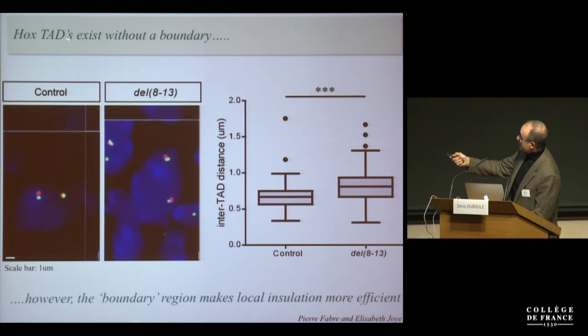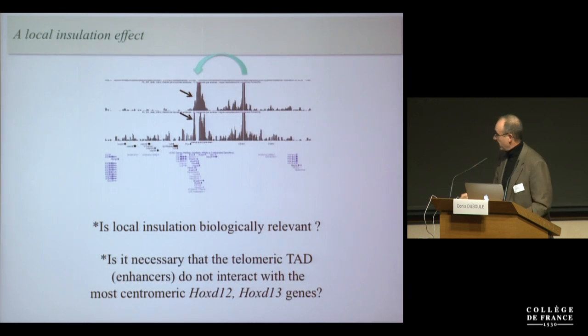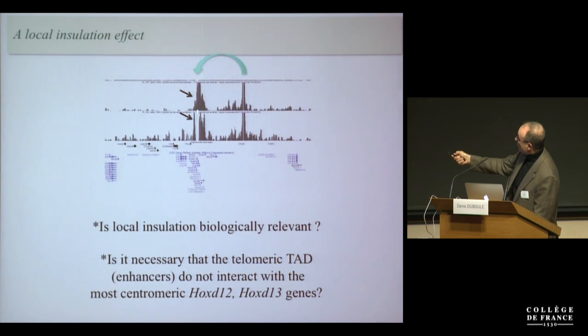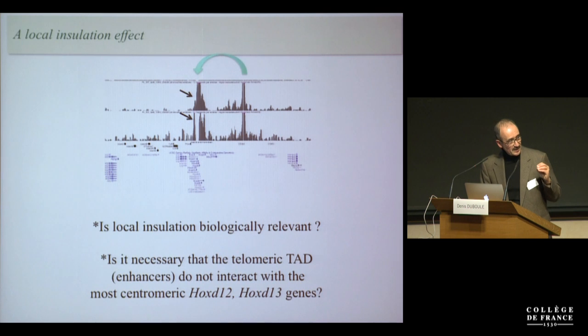Therefore, it seems that TADs may exist without a boundary. However, the boundary region makes local insulation much more efficient, and I'd like to show it to you now. You see that, as I showed you, when you remove this boundary here, you start contacting there. But you see there's a very robust contact with the gene that is right after the deletion. This gene is not contacted when the boundary region is there, which means that the fact that in the wild-type condition the gene is not contacted has nothing to do with promoter affinity or whatever. The gene can be contacted, but when you have this boundary region, it isn't contacted.